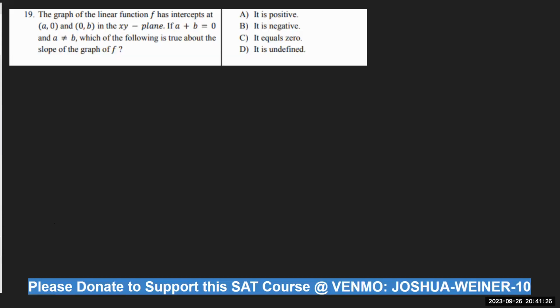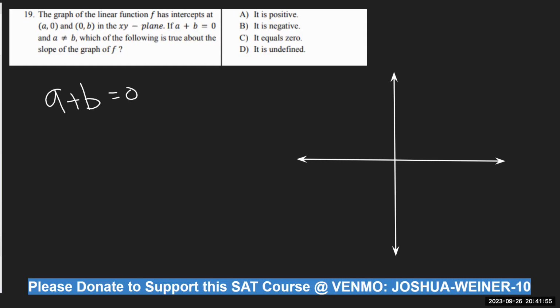All right, can you read number 19 and I'll put up a graph for you just so that you can understand? You got 4 out of 5 on the easy level ones, by the way. So can you read number 19? The graph of the linear function f has intercepts at a comma 0 and 0 comma b in the xy-plane. If a plus b equals 0 and a does not equal b, which of the following is true about the slope of the graph of f?